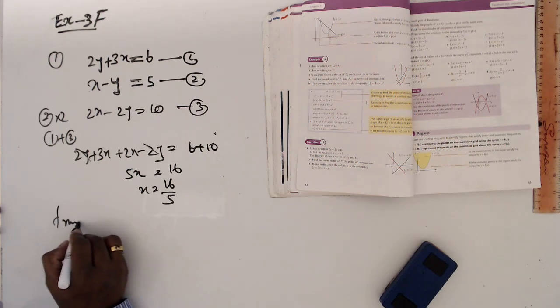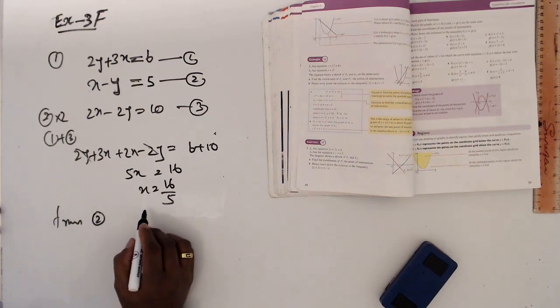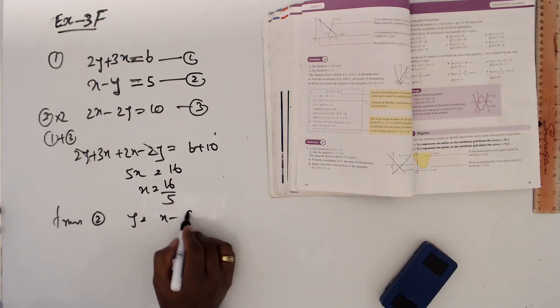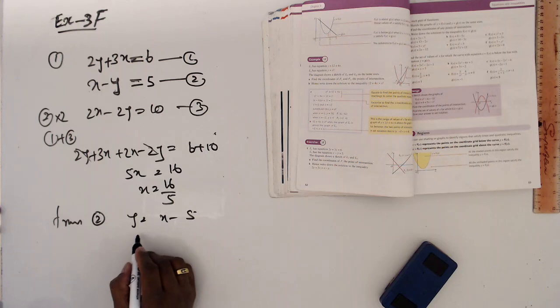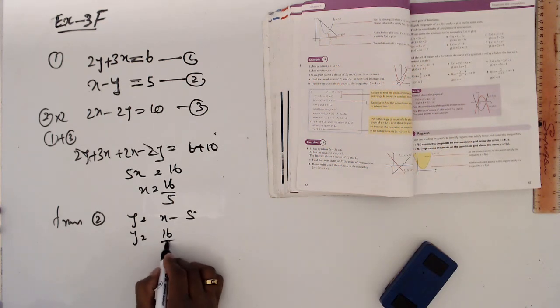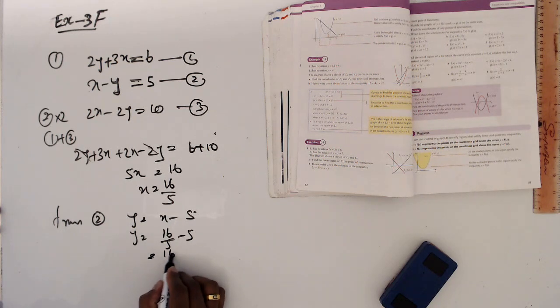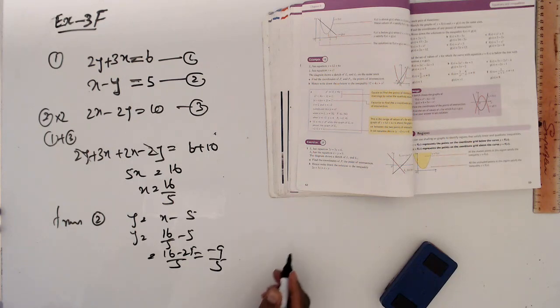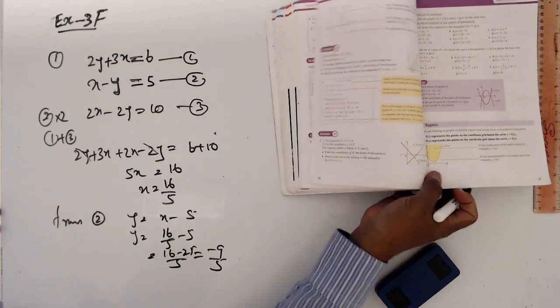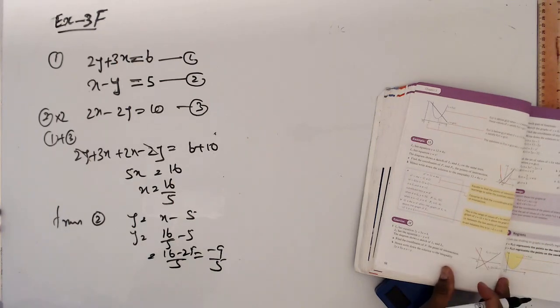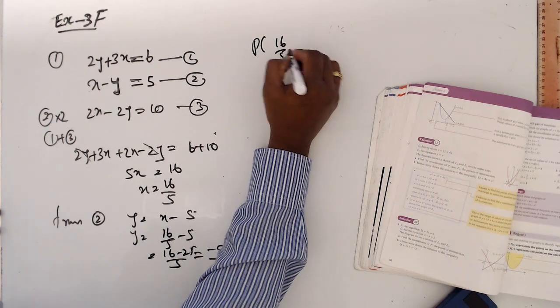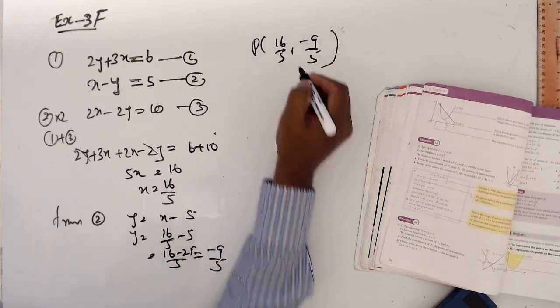Now, from equation 2, y equals x minus 5. Then y equals 16 over 5 minus 5. This is going to be 16 minus 25 over 5, which is minus 9 over 5. Now we found out the intersection point is P, 16 over 5 and minus 9 over 5.